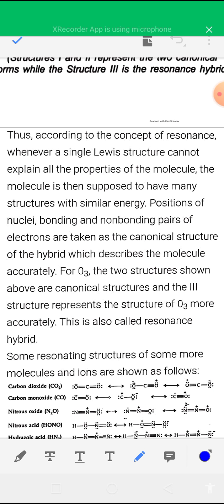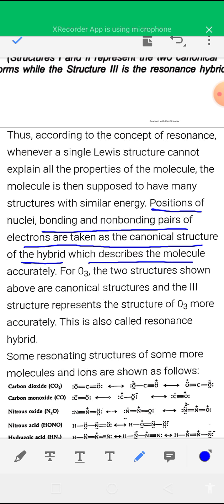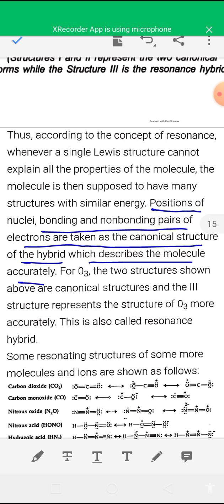And while writing the resonance structures or canonical structures of a compound, the positions of atoms and the bonding and non-bonding pairs of electrons are taken as the canonical structures of the hybrid, which describes the molecule accurately. So while writing resonance structures, the position of each atom must be the same. There is no change in the position of any atom.